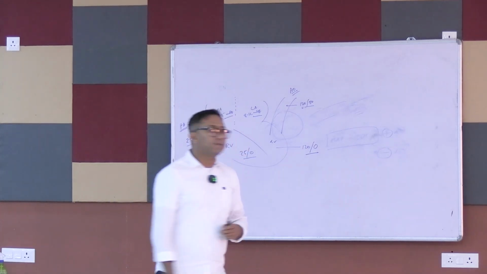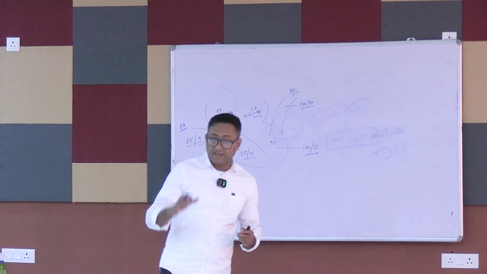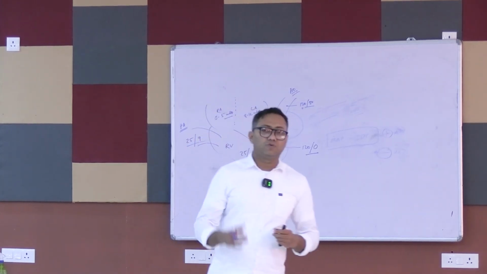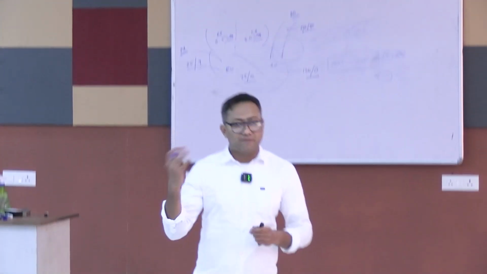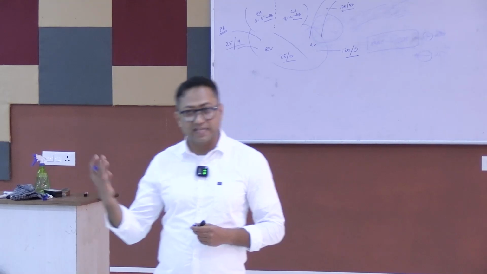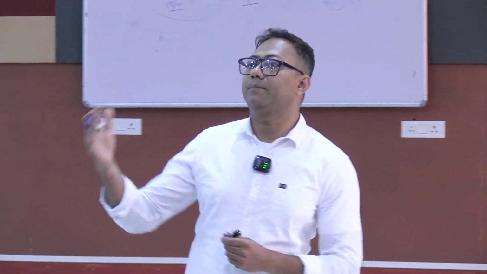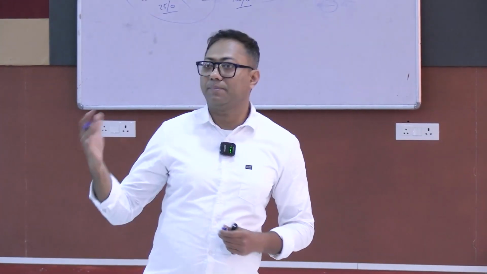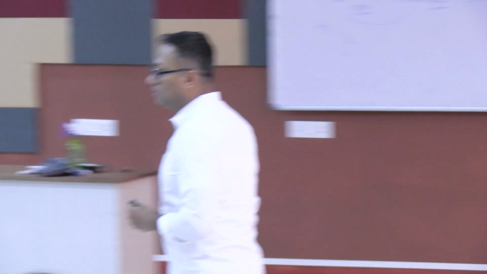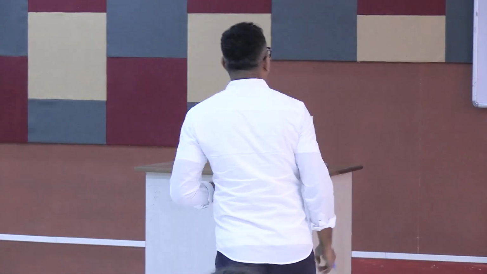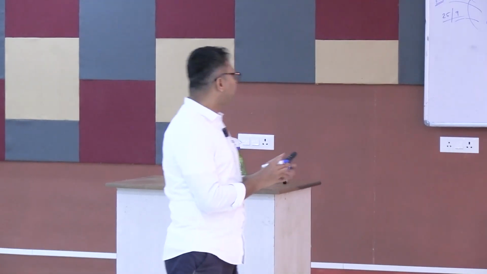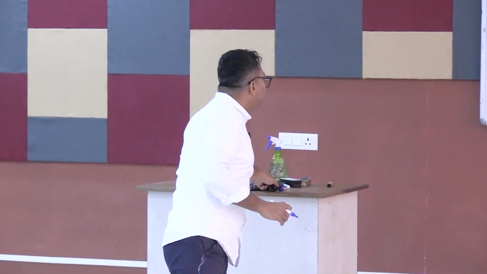Left atrial pressure of 8 to 12 millimeter of mercury, we cannot measure it directly. We need a special catheter called the Swan-Ganz catheter. With this, we can measure the left atrial pressure, and left atrial pressure is also called pulmonary capillary wedge pressure, or PCWP. Anyway, for our discussion of coronary circulation, what we need is the left ventricular pressure and right ventricular pressure.